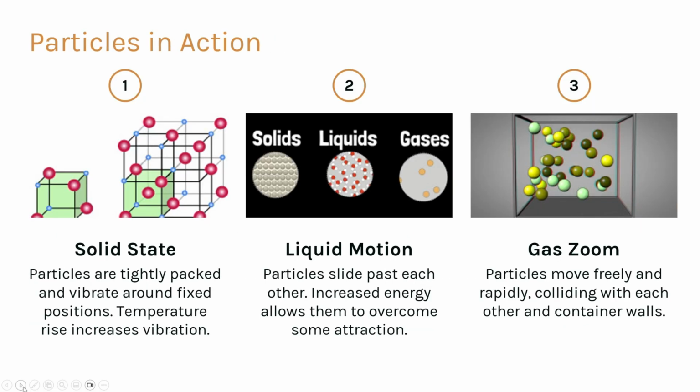Particles in action, states of matter. Let's now look at how particles behave in different states. In solids, particles are tightly packed. They vibrate around fixed positions. When the temperature rises, they vibrate more strongly, but they don't change place. In liquids, particles still stay close together, but they can slide past each other. As energy increases, they can overcome some of the attraction between them. In gases, particles move freely and very rapidly. They collide with each other and with the walls of their container. Notice how increasing energy always leads to more motion.